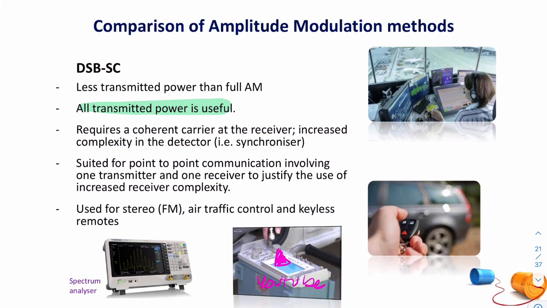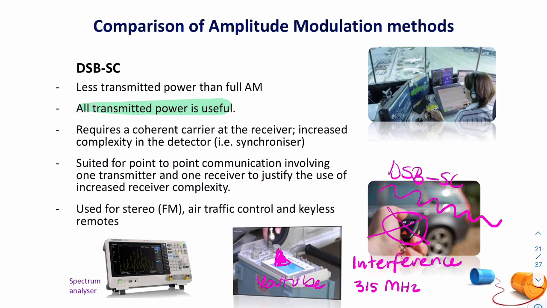So here's an example of something we spoke about before, which is interference. Someone had a DIY setup at home for his home security and was putting out a 315 megahertz signal. That signal, at 315 megahertz, was a DSB suppressed carrier signal, but it was interfering with the DSB suppressed carrier signal from the key fobs.